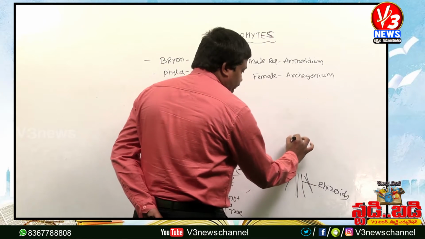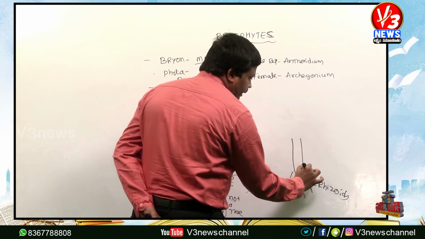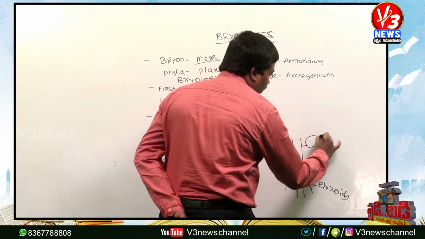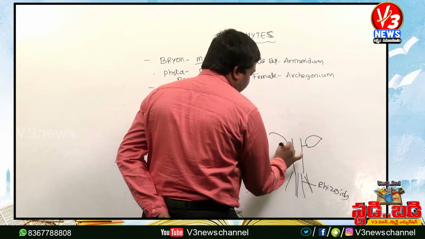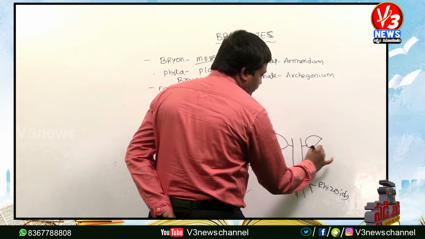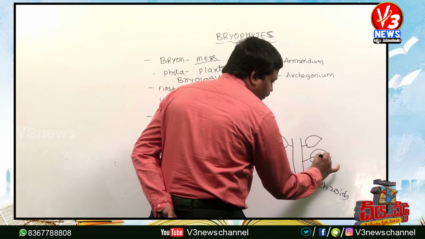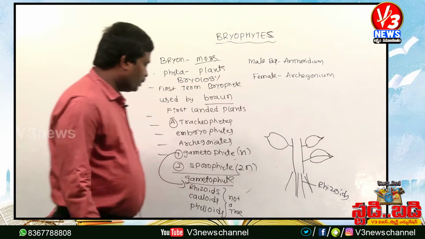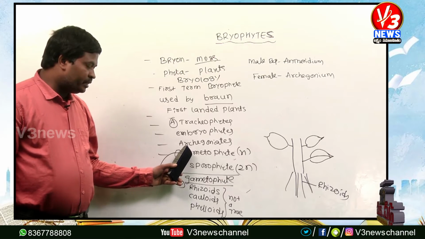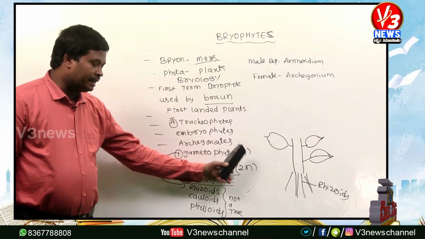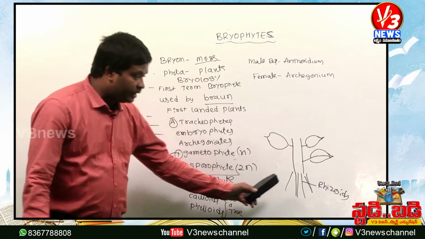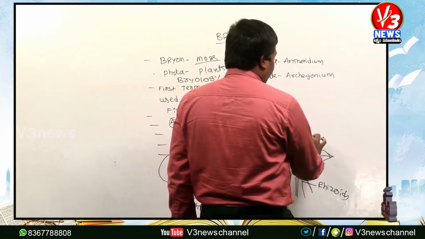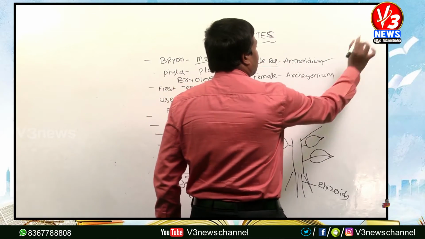Next, the caulid. The stem-like structure is called a caulid. The leaf-like structure is called a phylloid. The leaf contains a midrib and has an acute tip. So the dominating stage in bryophyta is the gametophyte, a haploid plant body differentiated into rhizoid, caulid and phylloid.